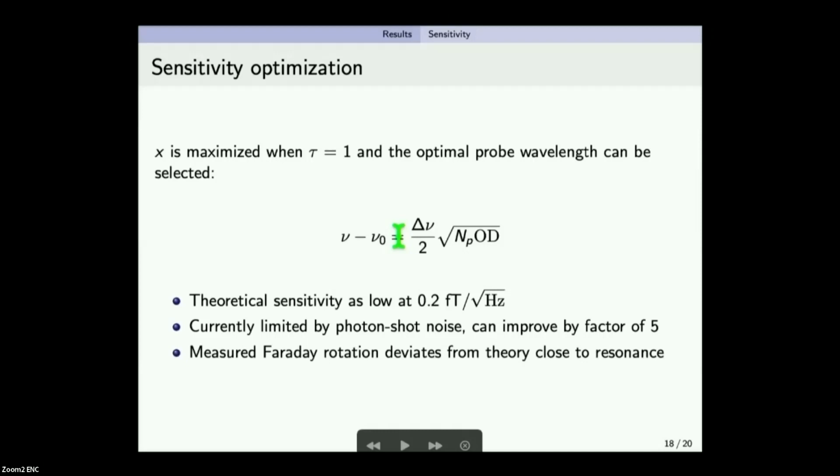As I said, the Faraday rotation that I'm measuring is actually deviating from the theory, and that's a mystery that we're dealing with right now, because it predicts that I should be a lot closer to resonance than I'm currently operating at. Currently, I'm 0.5 nanometers away from the D1 line, but it says I should operate at 0.2.